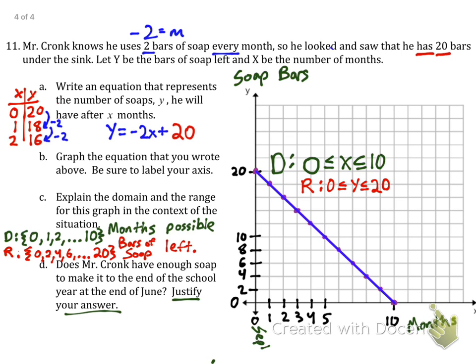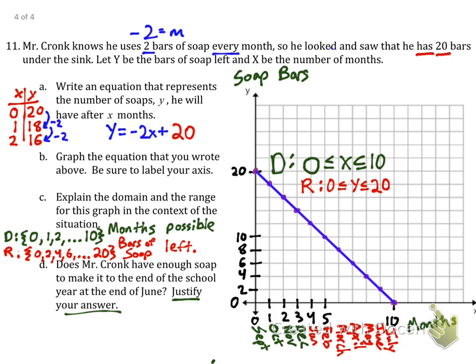Justify your answer. Well, I'm writing here, school started in September, so I'm going to make 0 September. 1 is October, 2 is November. And honestly, you guys, there is more than one right answer. If you justify the way you counted, that's what's important, okay?